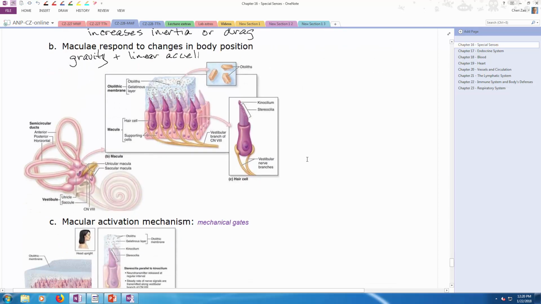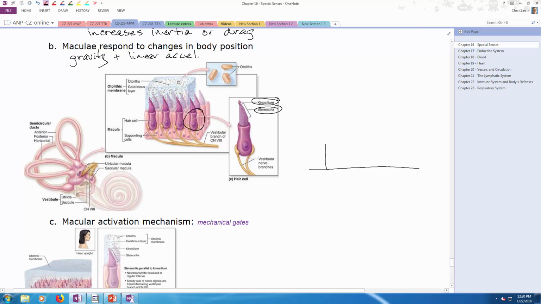Here is a cartoon picture. We'll draw our own picture, but here's a cartoon picture of our hair cells, these guys here, and the support cells, and their stereocilia off to the side in a brush-like descending fashion that are kind of attached to that kinocilium. And let's go ahead and draw our own little horizontal plane.